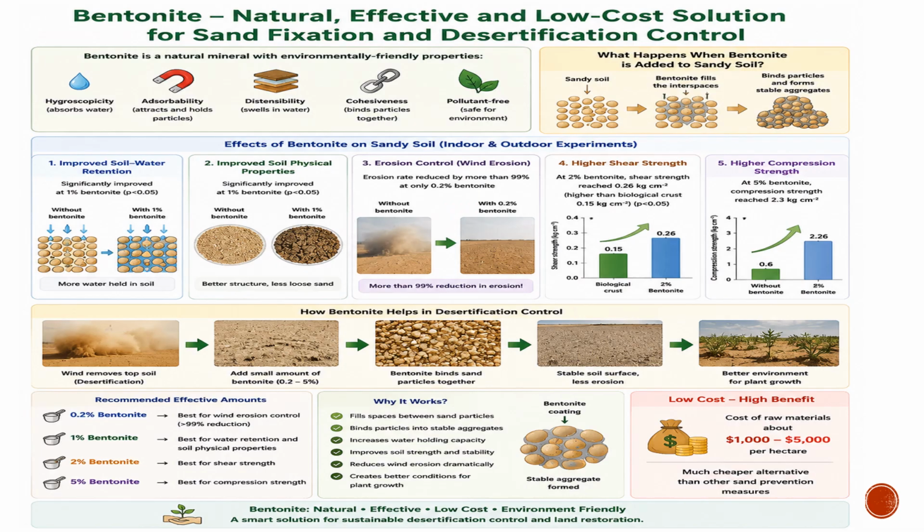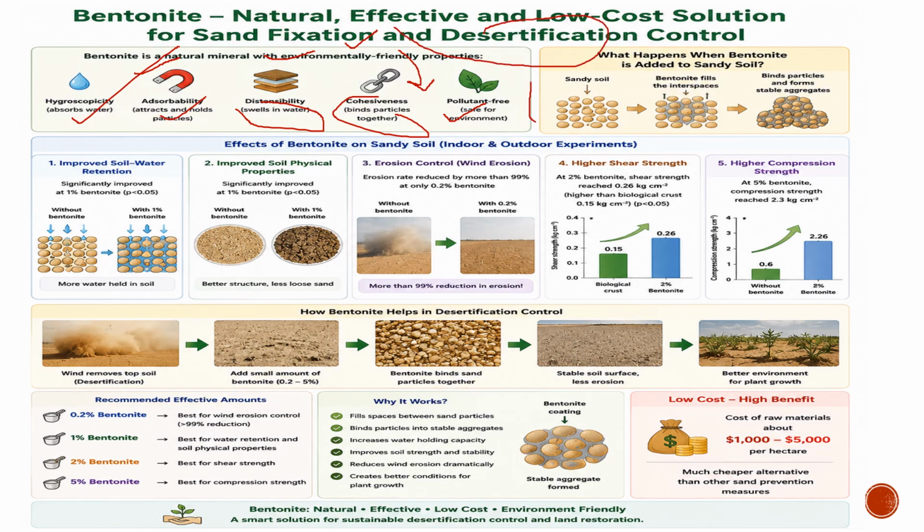So, bentonite is a natural clay mineral which is eco-friendly. What are its properties? Hygroscopicity, absorbability, distensibility, it swells in water, cohesiveness, binds particles, it is pollutant free, safe for environment. And it also has rheological properties like thixotropic properties. If you look at the permeability, it regulates the permeability of the clay particles. Because of the different properties of bentonite, it is used for desertification control.